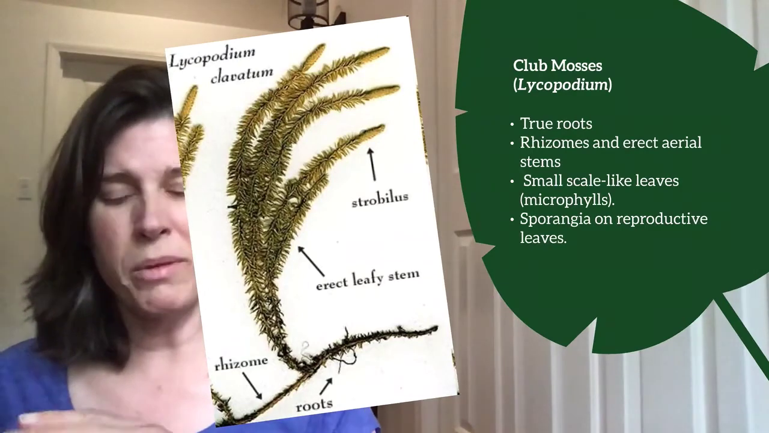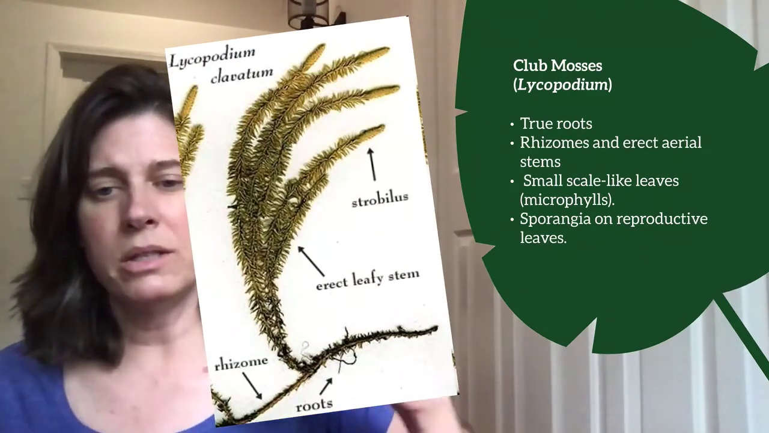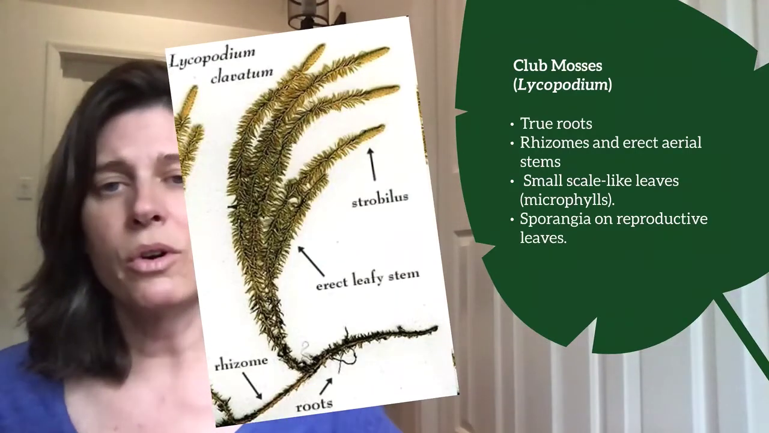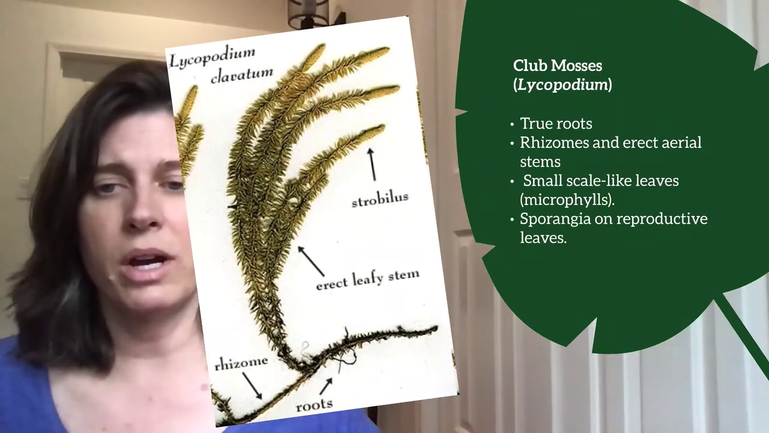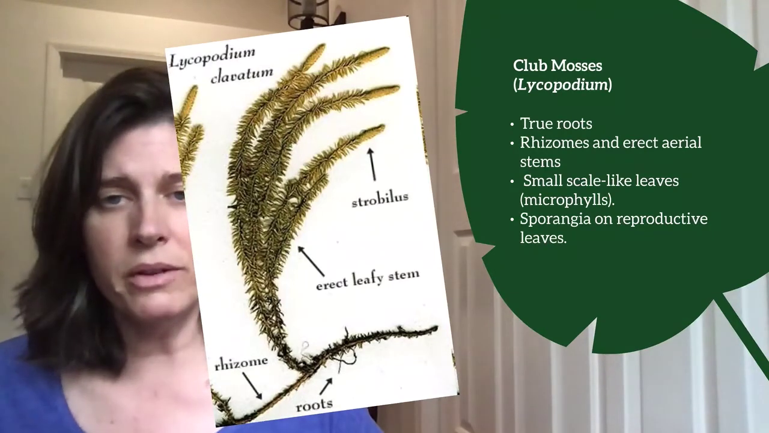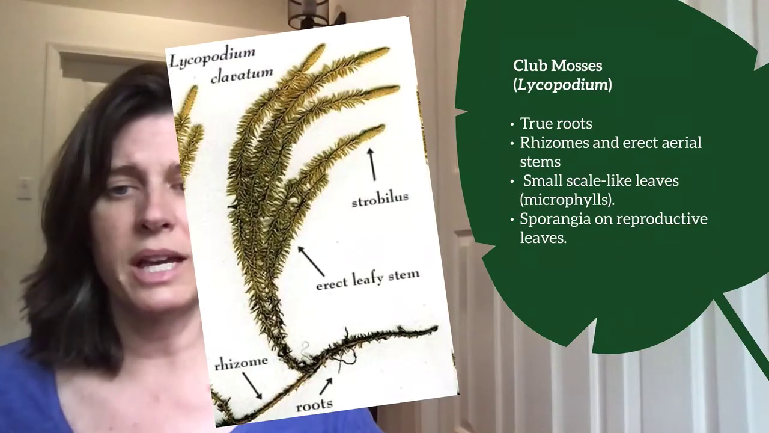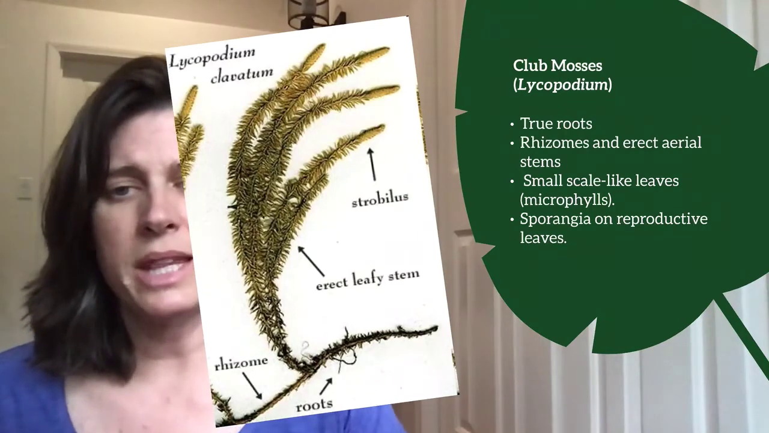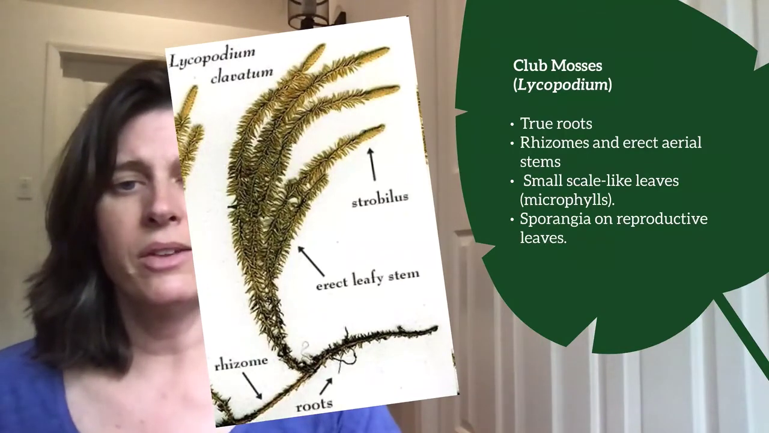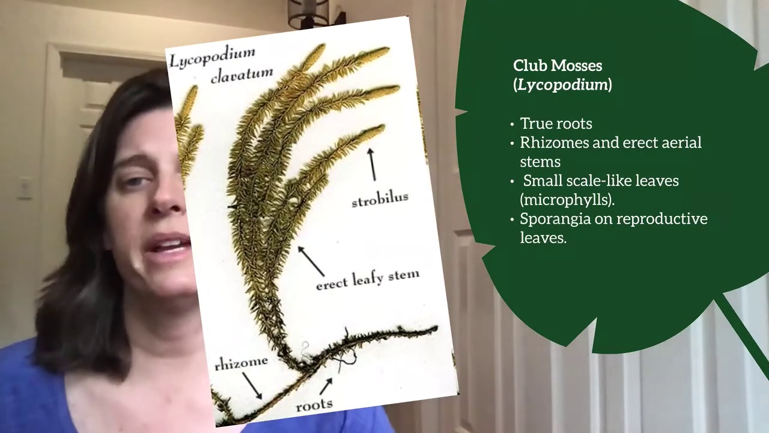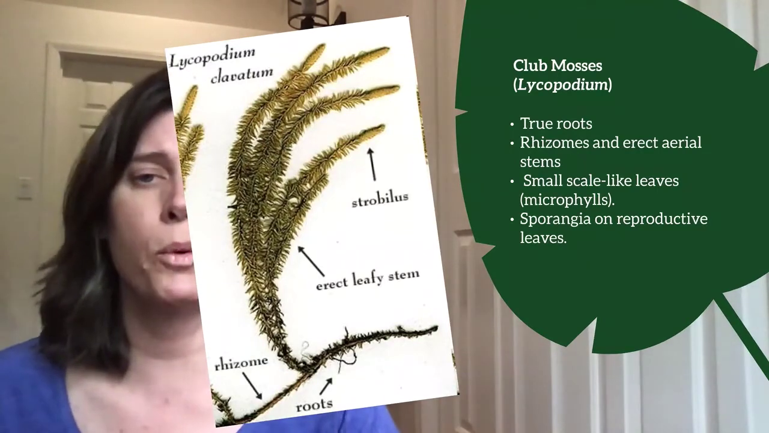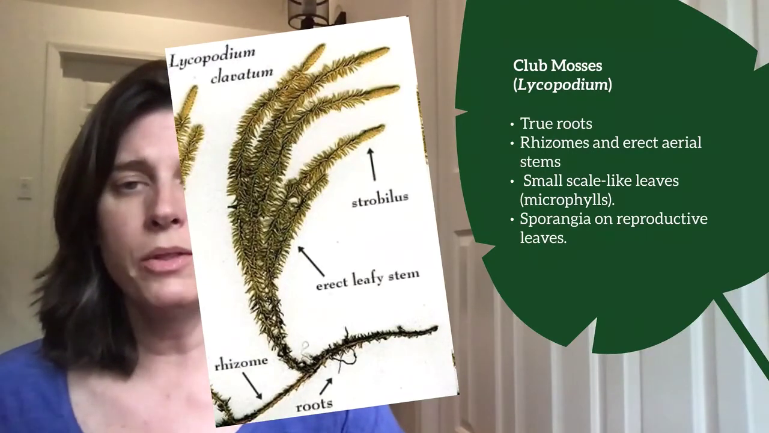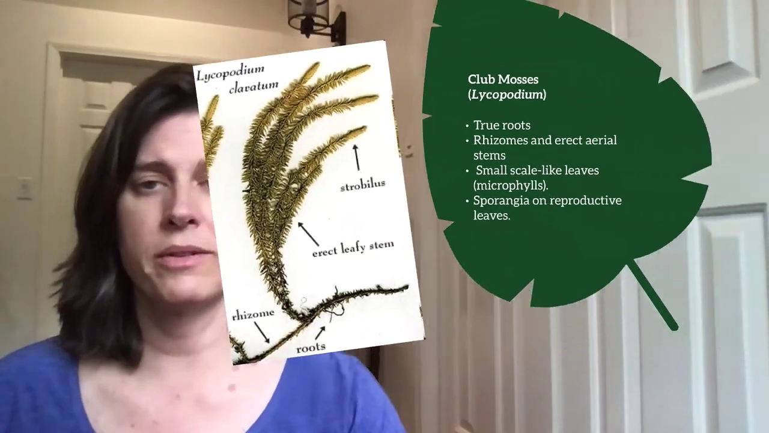A rhizome is simply almost like an underground stem from which the plants can branch off and grow. So I had mentioned that this is the only group where we have an example of microphylls. So very small scale-like leaves that you can see at the end there. And then also at that strobilus at the end, it has sporangia, and recall that sporangia are the organs that make spores. So this is a spore producing plant. Those are the reproductive portions.